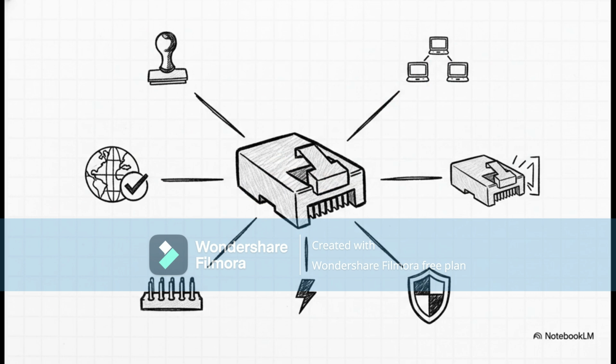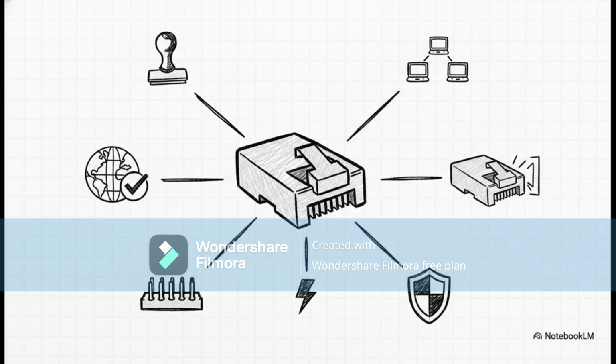Here are all the key terms you need to know. Make sure you remember what each of these means. Registered Jack 45. That's the full name. Ethernet, the network type. Standardized interface, meaning it's the same everywhere. Modular jack format, that's the shape with the clip. 8 pins, the key to data transfer. And of course, high speed and reliable.